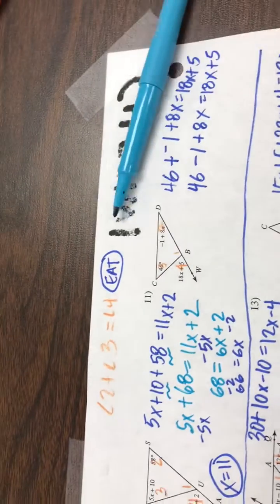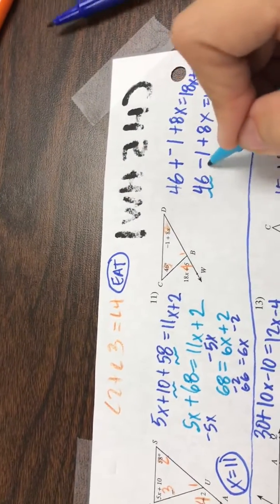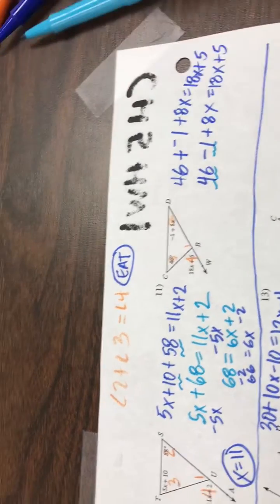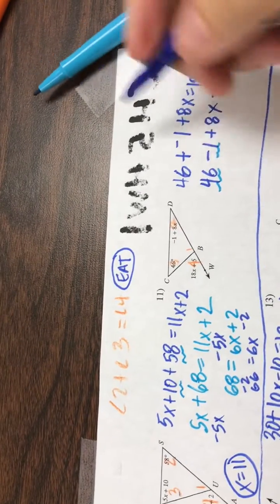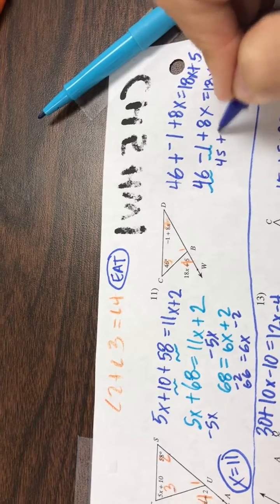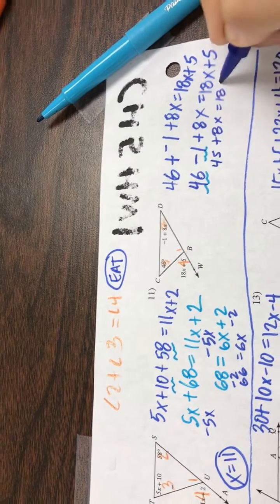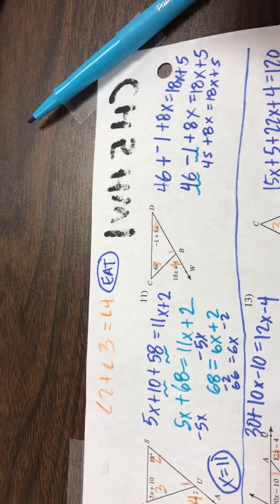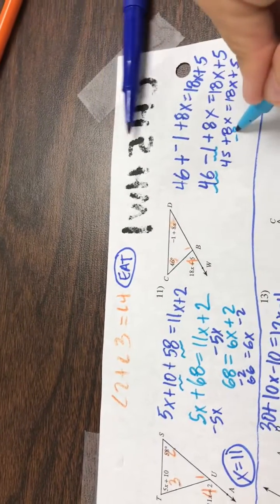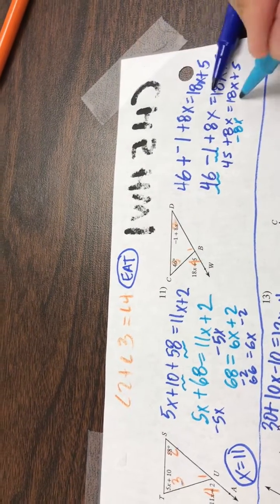Next, I can combine these terms because they are alike. So to rewrite the problem, I get 45 plus 8x equals 18x plus 5. It would make sense to move the 8x over by the 18.